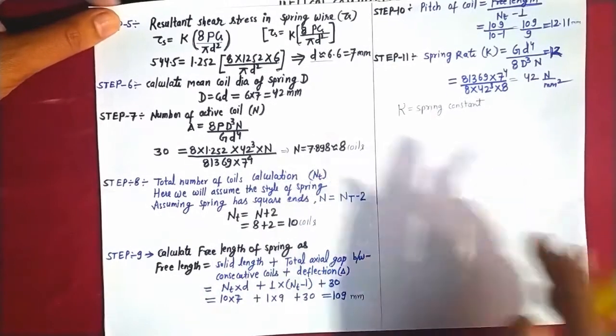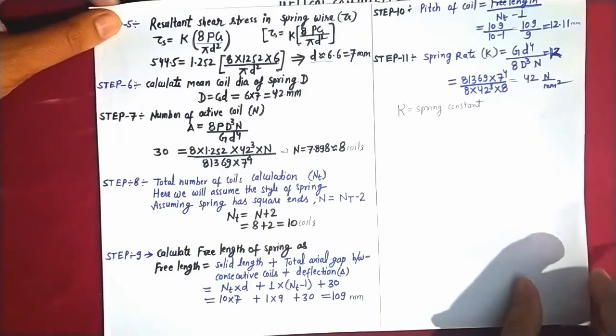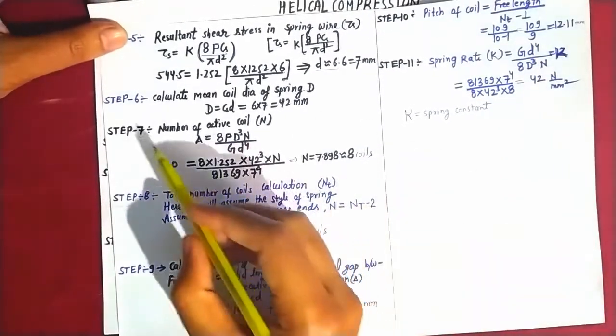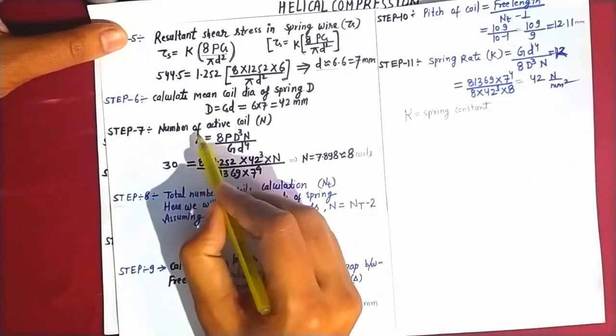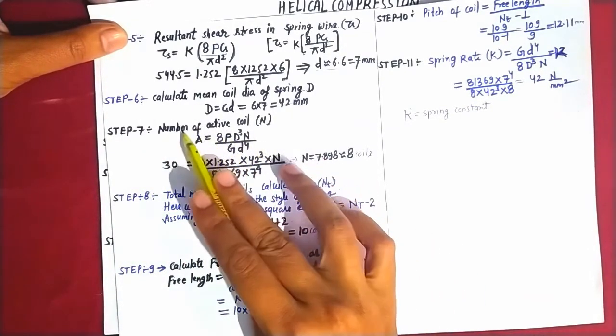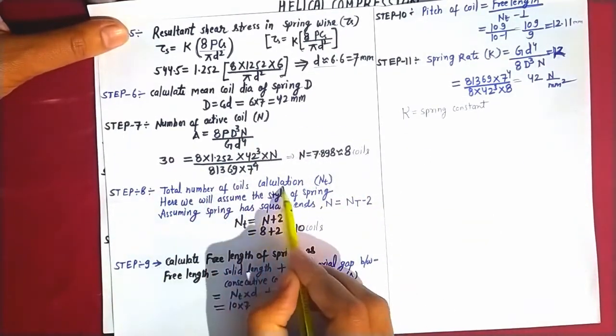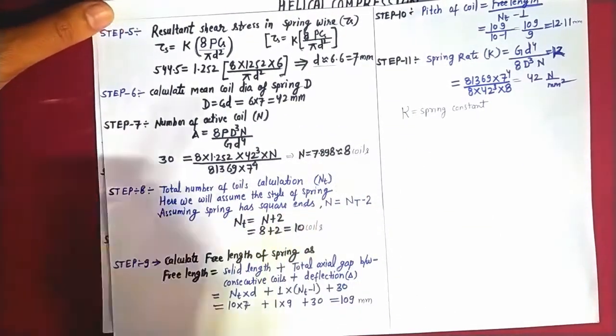In step number 8, we will find out the total number of coils. In the previous step we have calculated the number of active coils, but the total number of coils will be greater than the number of active coils. So we will calculate the total number of coils, that is NT.